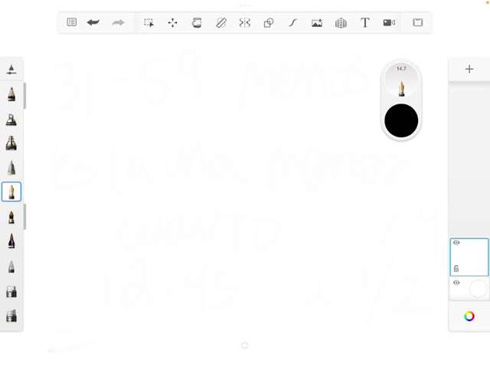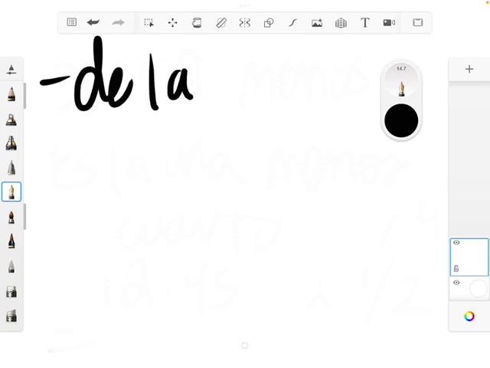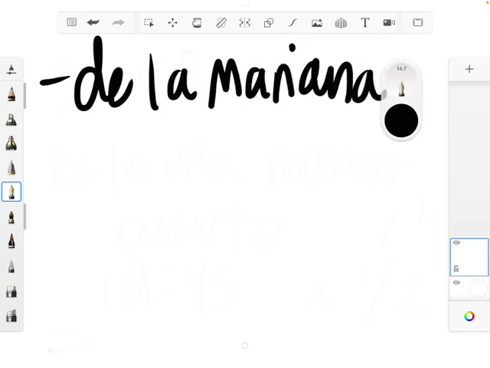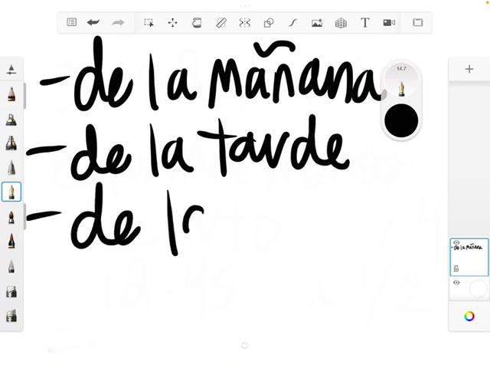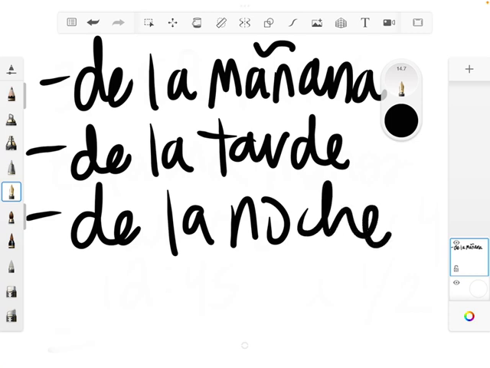So we also have some useful expressions related to telling time. So if someone asks you what time it is, you're going to have to be specific. Is it 3 in the morning or 3 in the afternoon? So, de la mañana is in the morning. De la tarde is in the afternoon. De la noche is at night.